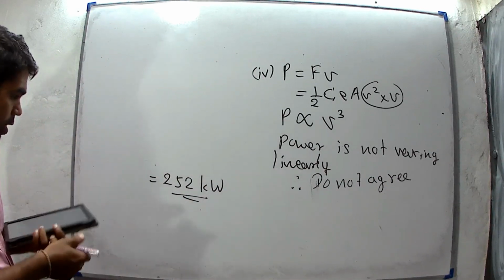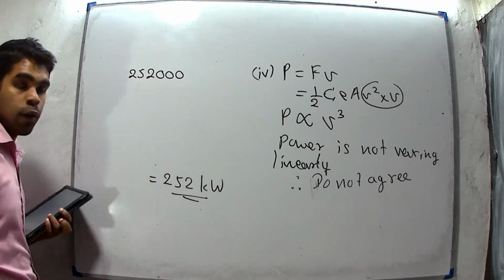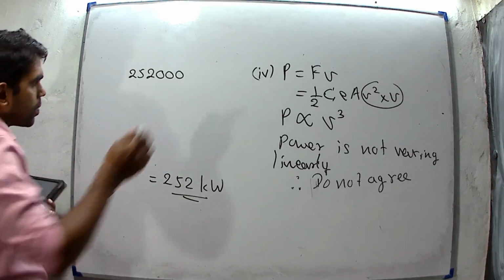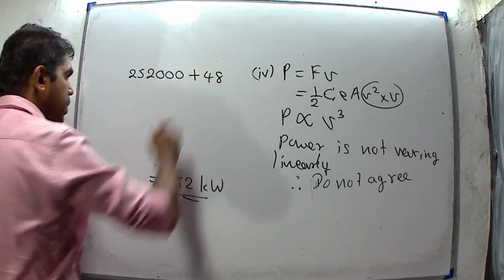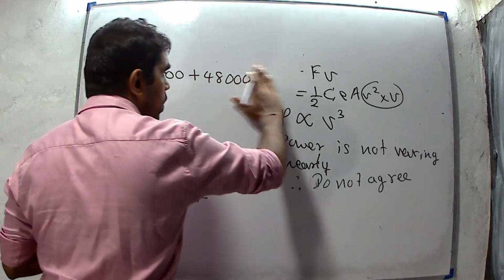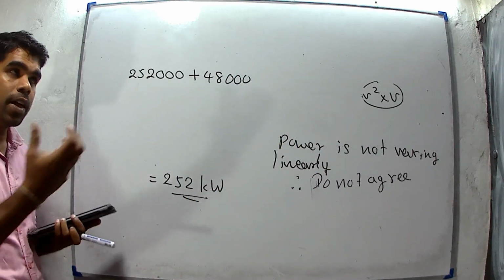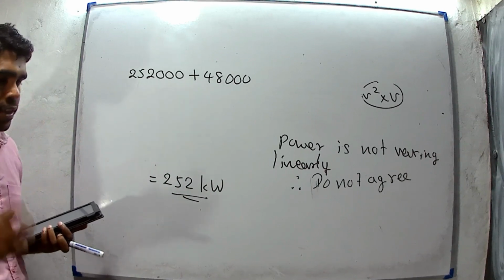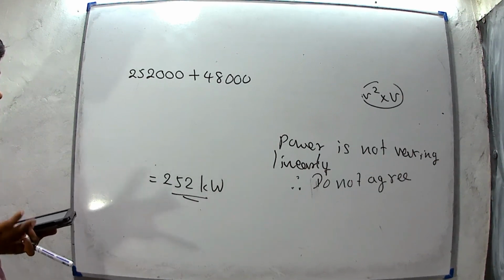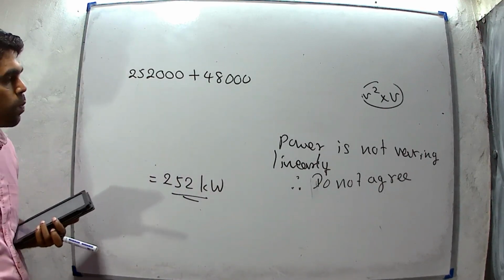Against that force, 252 kilowatt. Kilowatt value means energy per second. Plus 48. It is the 48 kilowatt, 48,000 watt. It is the power used against the friction. That force means friction due to air. Friction means friction due to earth, the motion between earth and tires. This is the total power needed to move with a constant velocity.